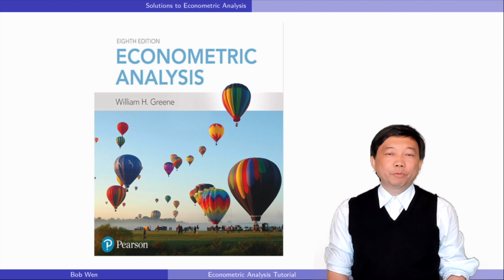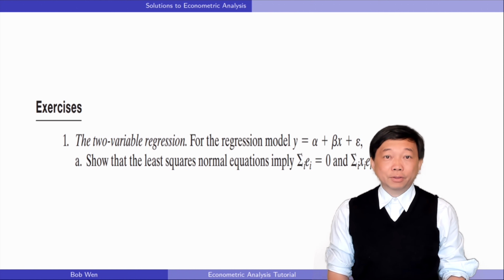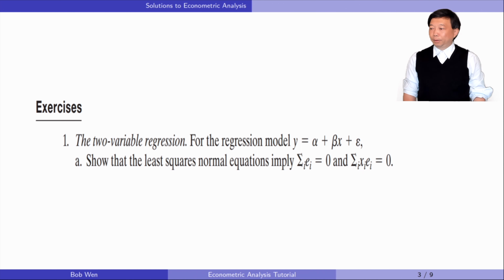We will start with the exercises for Chapter 3 today. It's about the ordinary least squares estimation method. The first question asks us to show the sample sum of residuals e is 0, and the sum of the product of the explanatory variable x and the residual e is also 0.